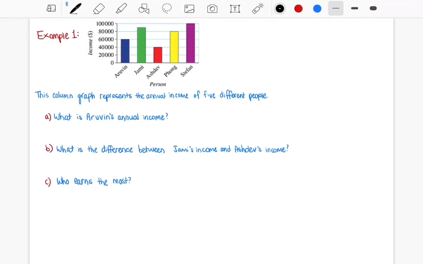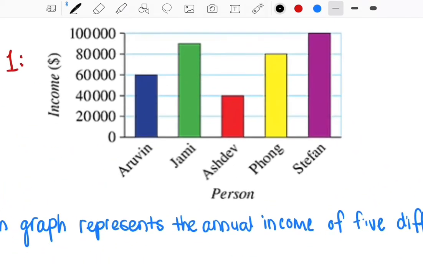So what I'm going to do is I'm actually going to zoom in on this picture. It's a bit blurry. And what I'm going to do is I'm going to just look at some of the important parts about this graph. So down the bottom here, this tells me each individual person and their name. Okay, so there's a different colour for each person. And up the side here is what their income is. And so it goes up in 20,000 lots. So the first lot's 20,000, 40,000, 60,000, 80,000 and 100,000.